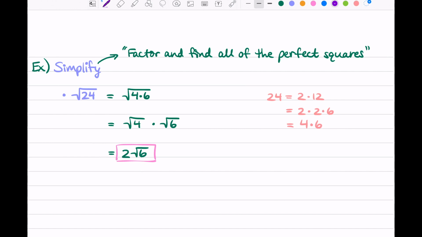And another thing to note with this problem is that if we knew that 24 was equal to 4 times 6, we wouldn't have to factor step by step. So knowing your multiplication tables comes in really handy.